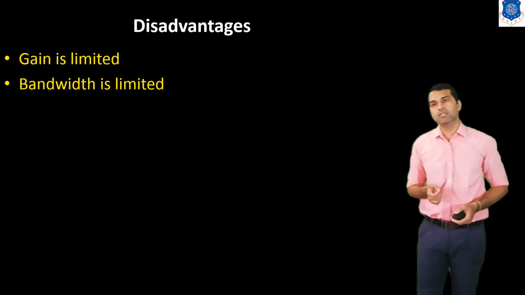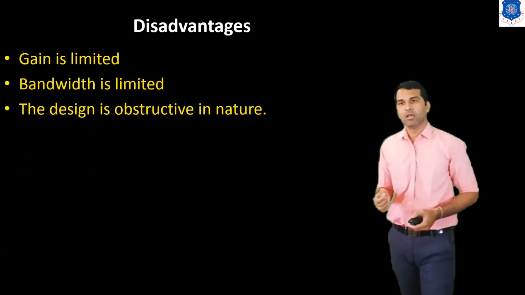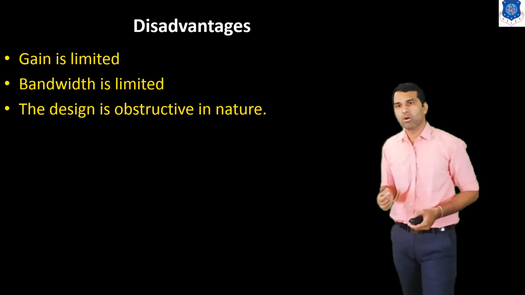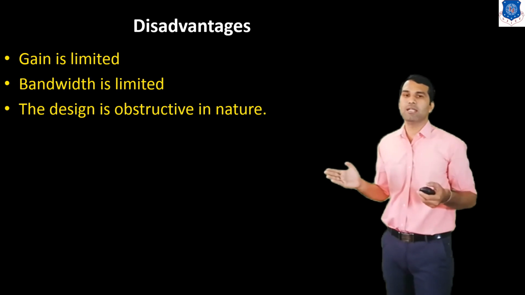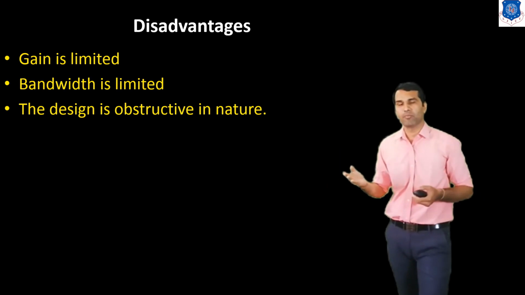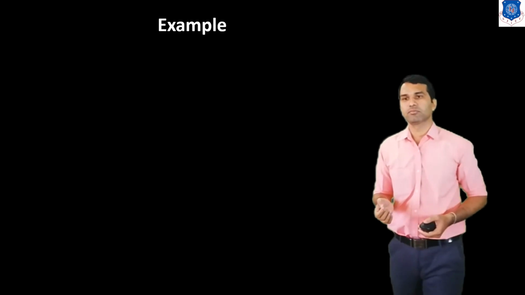Then the bandwidth is also limited in this antenna. The design is obstructive in nature. That means we cannot use this antenna on an airplane or other structure because it is obstructive in nature.